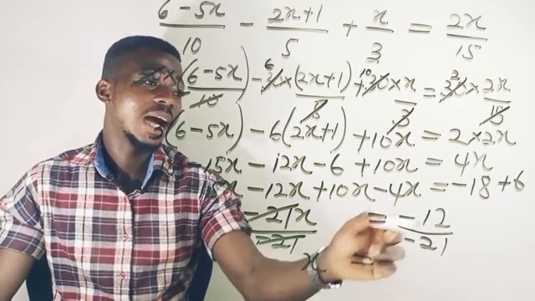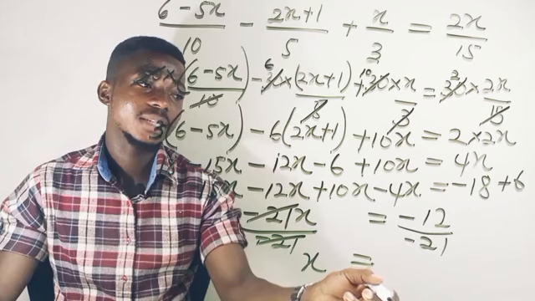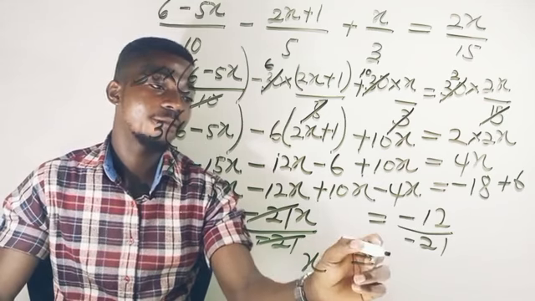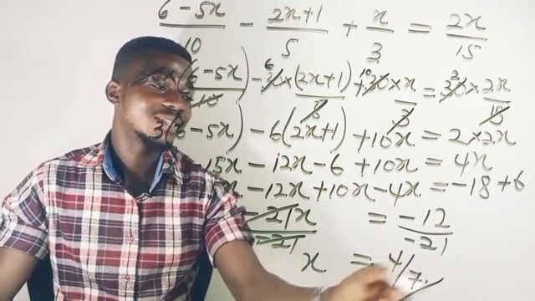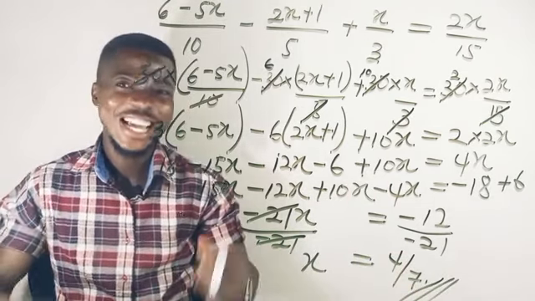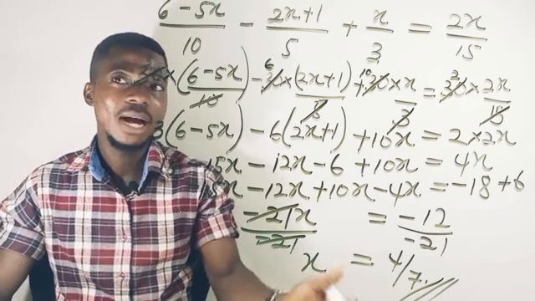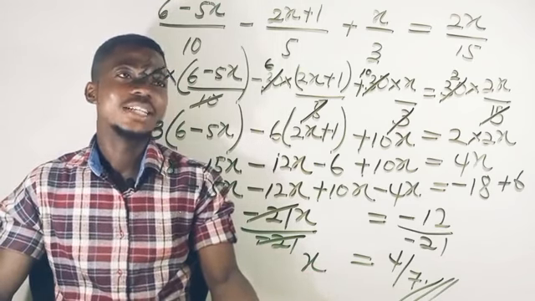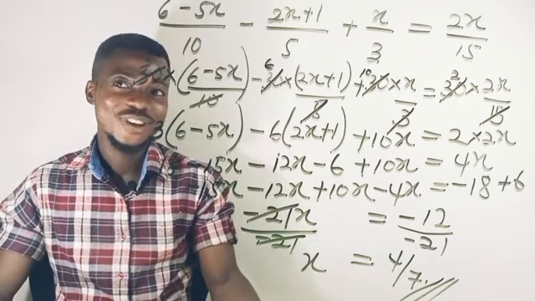equal to negative 12 over negative 21, right? Yeah, so 3 goes there, 4. So you have 4 over 7, okay? That is going to be your answer. Hey, you are good, all right? So if you followed me to this part, then you should be able to solve any linear equation like this, okay, without stress, all right?